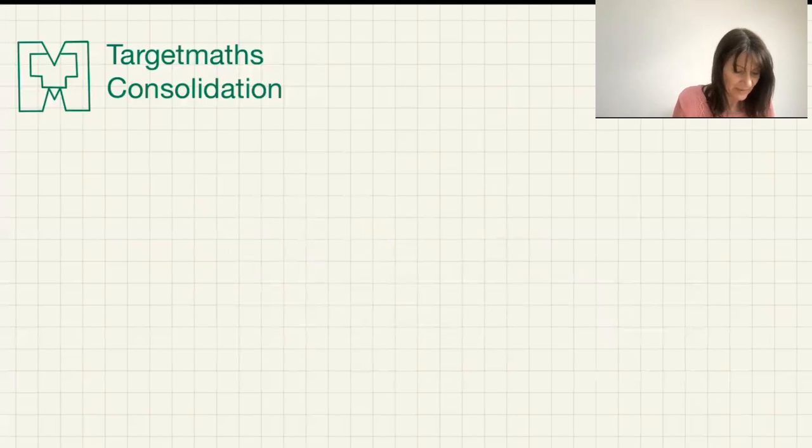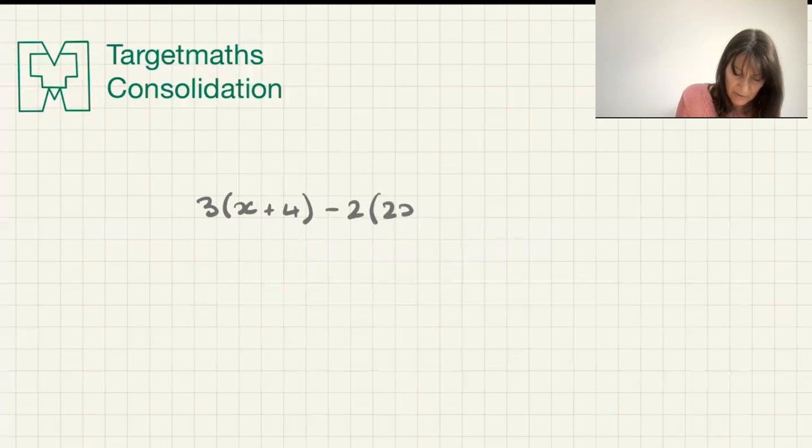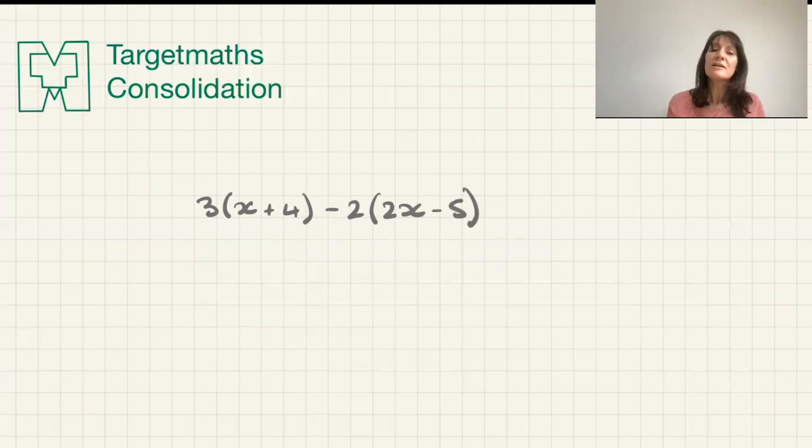Okay. 3 times x plus 4, minus 2 times 2x minus 5. Pause and hit play when you're ready.